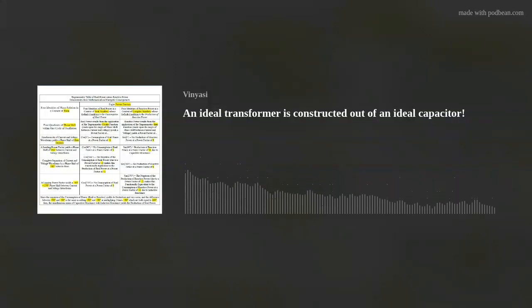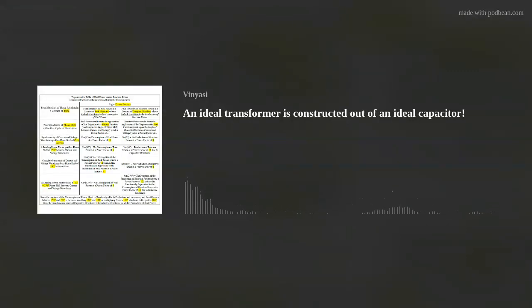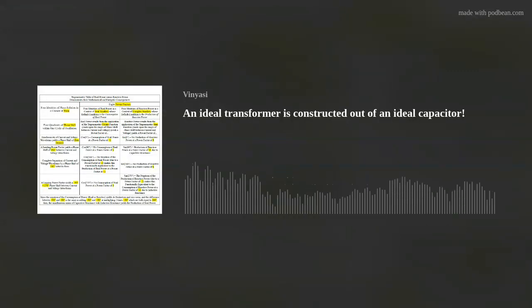It turns out that an ideal capacitor fulfills the requirements of an ideal transformer. They're one and the same thing. And it brings up the idea of magnetic capacitance, something that nobody thinks about, because we just assume a capacitor only stores a dielectric charge.